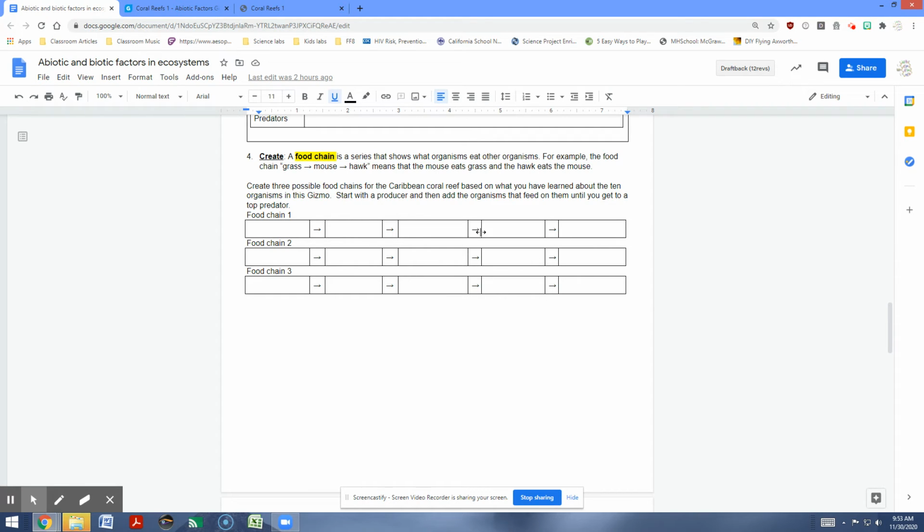You should be able to get at least 4 for each of these, 4 parts in the food chain. A producer, something that eats from the producer, something that eats that, pretty easily.